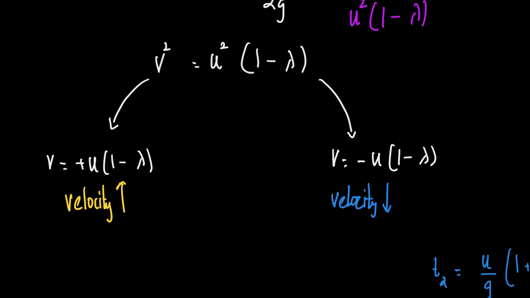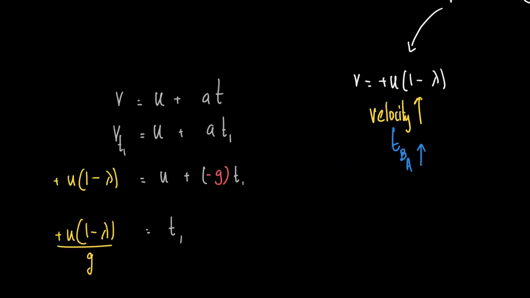This gives us two velocities. Why? So if v square is equal to u square into 1 minus lambda, what we get is v is either plus u into root of 1 minus lambda, which is the velocity as going upwards, and we get v is equal to minus u into root of 1 minus lambda, which is velocity that is coming downwards. Or in other words, this is velocity at time t to reach B from A, and this is velocity at time to reach B coming down from C. Going upwards, coming downwards. Okay?